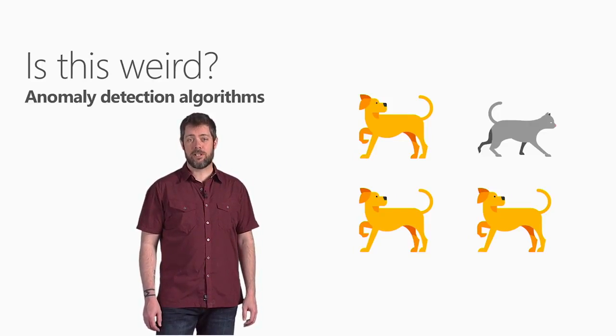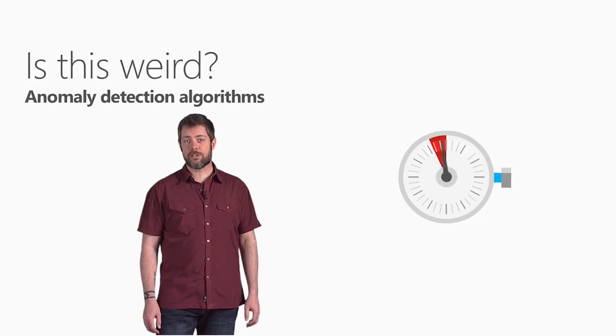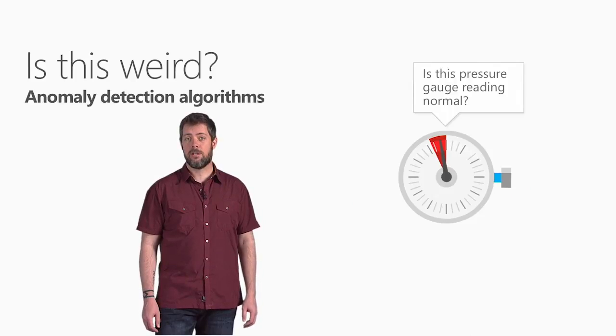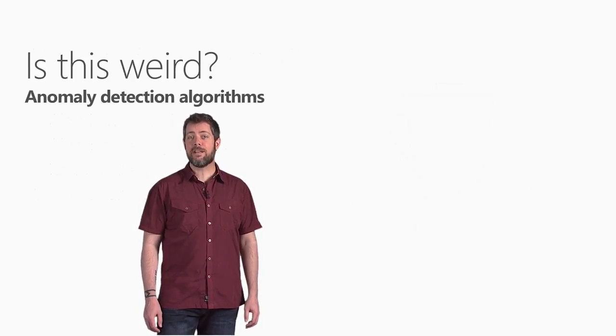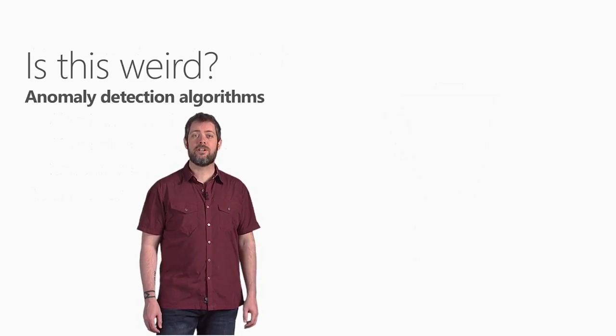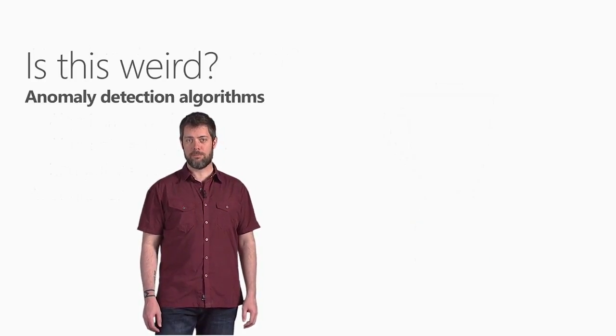This question can be useful in lots of ways. For instance, you might want to know, is this pressure gauge reading normal, especially if it's in the tire of your car? You might want to know, is this message from the internet typical? Anomaly detection flags unexpected or unusual events or behaviors, and it can give you a clue where to look for problems.